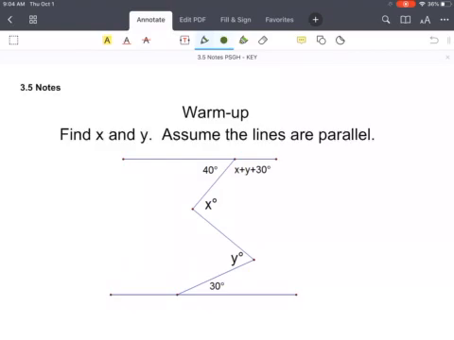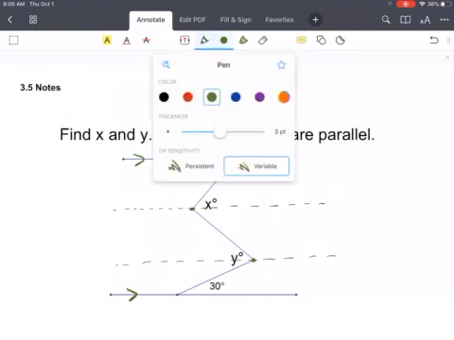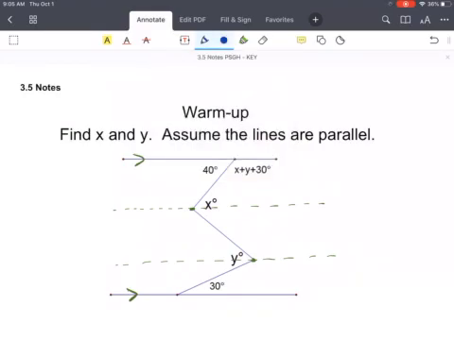Remember, assuming that the top and the bottom lines are parallel, we're going to draw in parallel lines that go through those points. So I'm going to draw in another parallel line over there and another parallel line over here. And that's going to split x and y up, not necessarily evenly, but it's going to split those angles up, and we're going to use our properties of parallel lines.